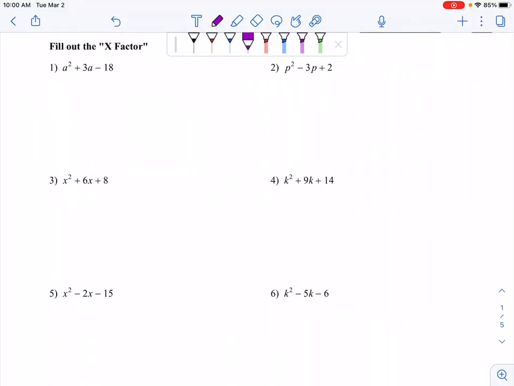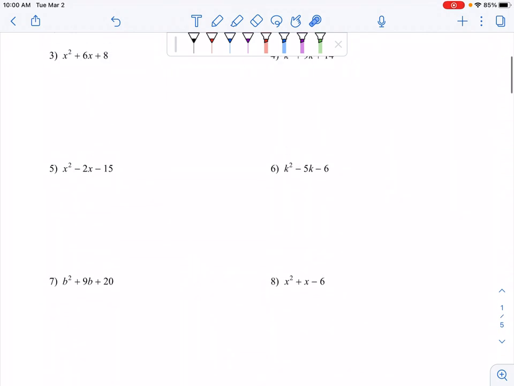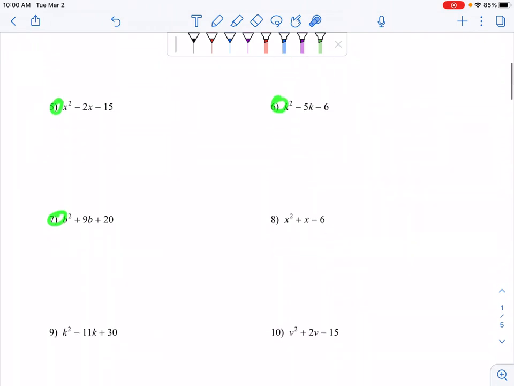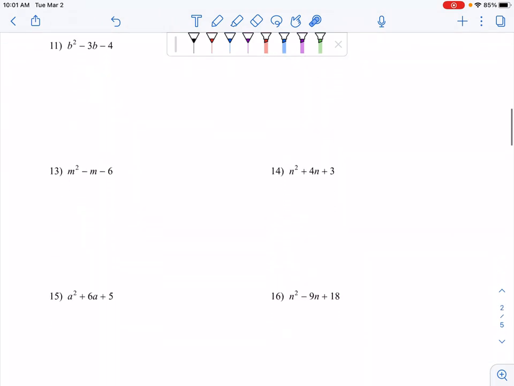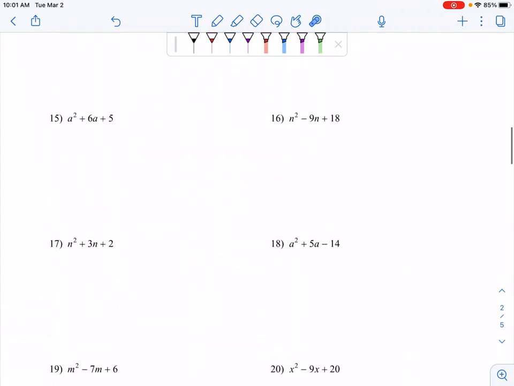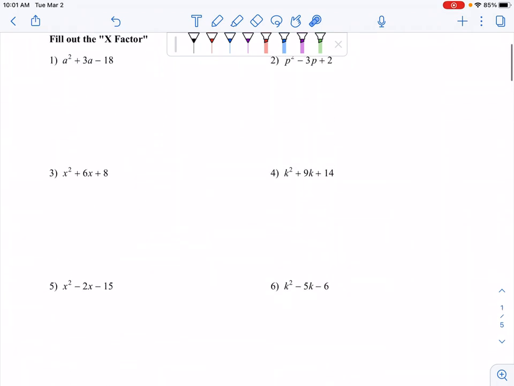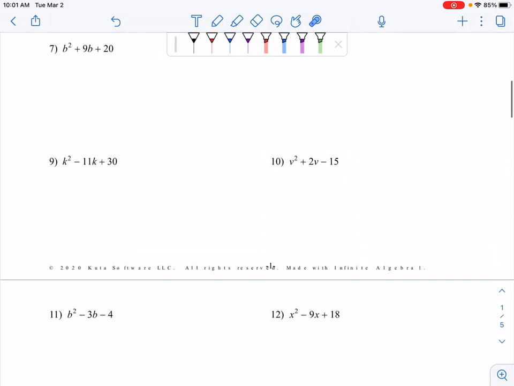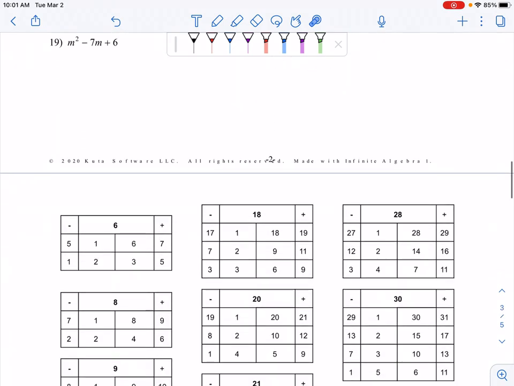8.2.2. We're going to continue practicing filling out the X factor. As you see here, the instructions are to fill out the X factor. All of these have no leading coefficient, so no leading coefficient means there's no number in front. Eventually we'll start working with a number in front, and that's not going to change the rules, it's going to change how we set these up. But for all of these, there's no extra work we need to pay attention to. We're just going to fill out our X factor and then figure out our side numbers.